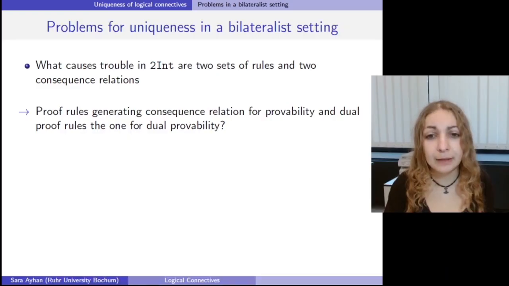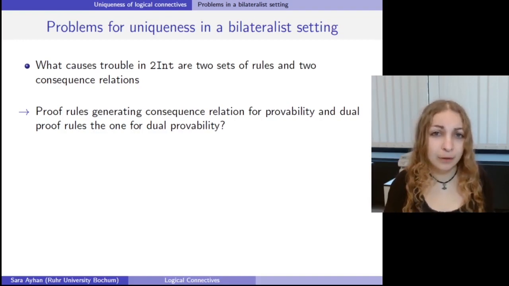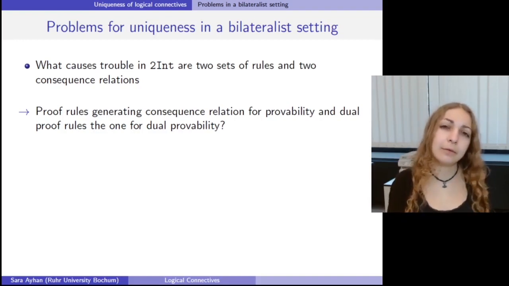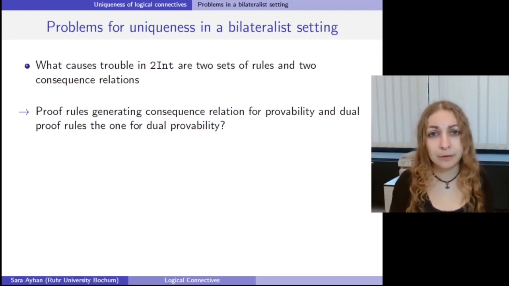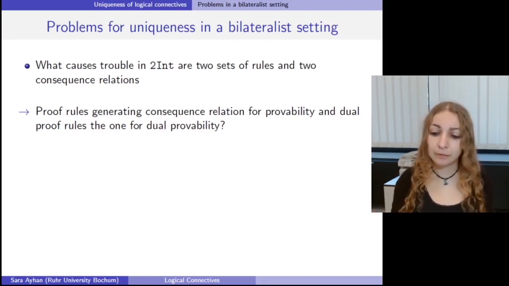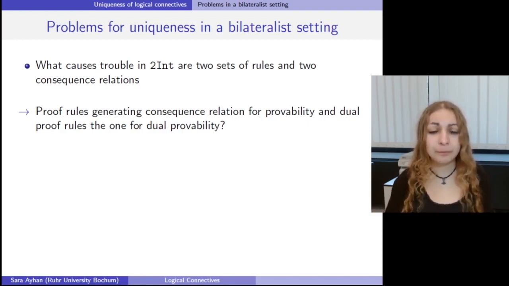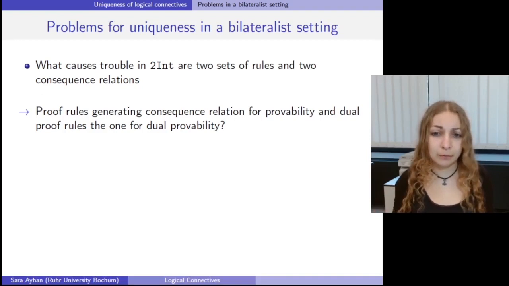Now, what I also want to show you with my example of this logic 2Int is how we can think about the question of uniqueness, which I mentioned earlier. So the uniqueness of connectives: can we be sure that our set of rules for the connectives defines at most one, so a unique connective in our logic? And what causes trouble in 2Int is that here we have two sets of rules and two consequence relations. So we have this proof and this refutation relation, and we have the proof rules and the dual proof rules.